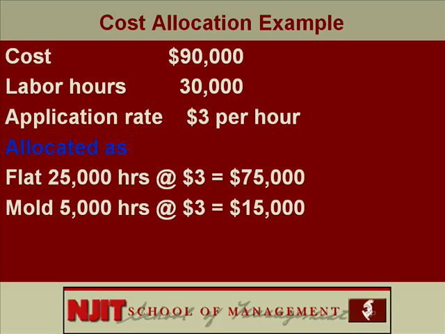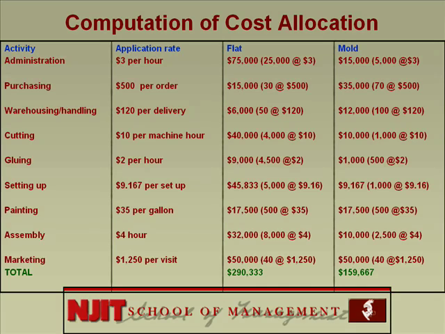Here are the answers. There you go. Do these answers correspond with yours? If you total it, for flat, if you look at the bottom, the total cost is $290,333. For mold, it's $159,667. How do you know you got it right? If you add it up, you should get $450,000, which is what we're trying to allocate in the first place.